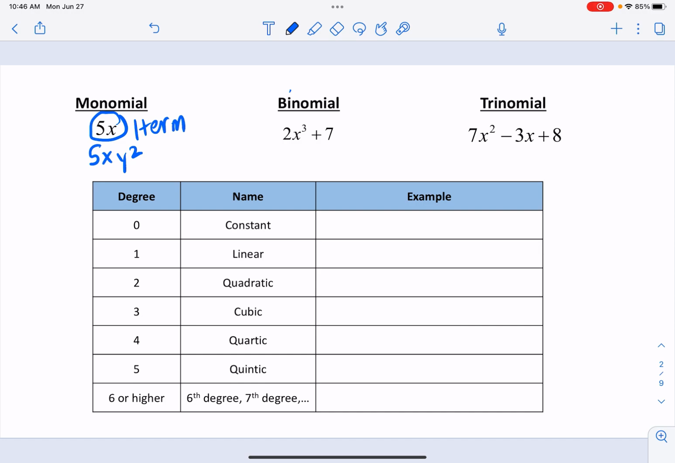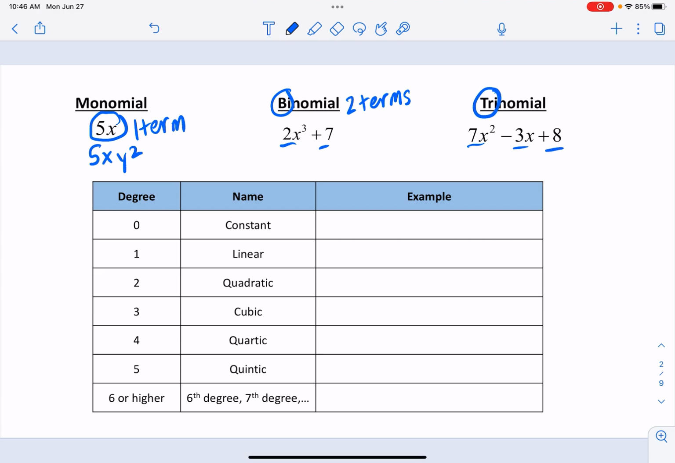A binomial has two terms. The word bi means two, so I have two terms there. Trinomial. A triangle has three sides. A trinomial has three terms to it.